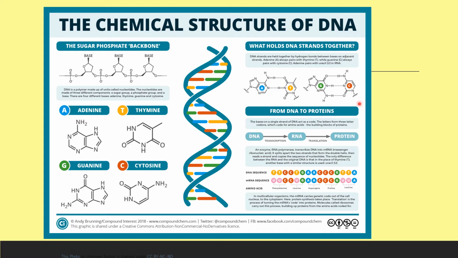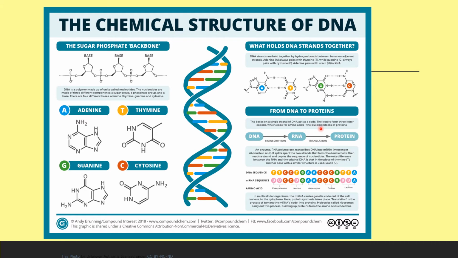So the next thing is from DNA to proteins. You all know about central dogma. So what is central dogma? From DNA, proteins are synthesized. The bases on the single strand of DNA act as codes, and the letters form three-letter codons which code for amino acids, the building blocks of proteins.